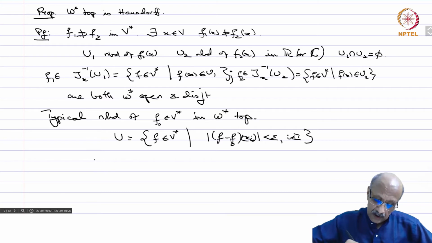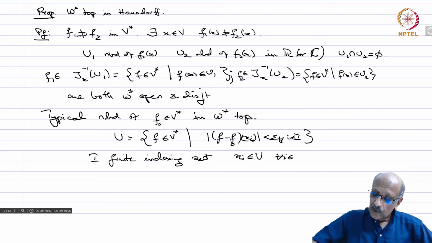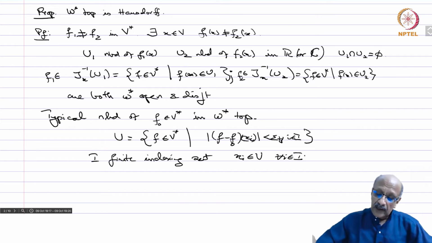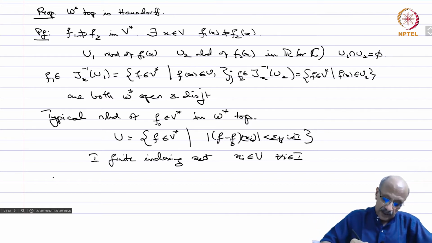for all i in I if you like, where I is a finite indexing set and xi is in V for all i in I. So you take a finite number of points, so you take Jx1, Jx2, Jxn, inverse image of that should be less than epsilon. So Jxi of f minus f naught, which is f minus f naught at xi, should be less than epsilon. So this defines a neighborhood. Okay, so then notation again.